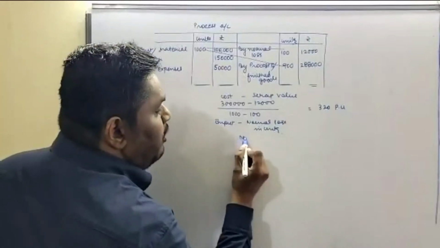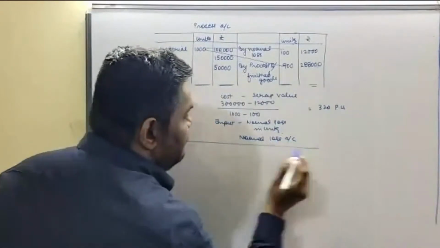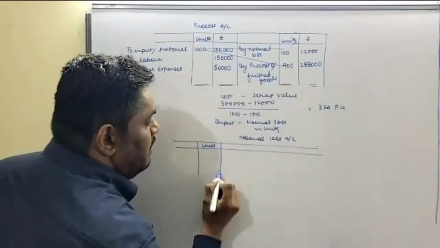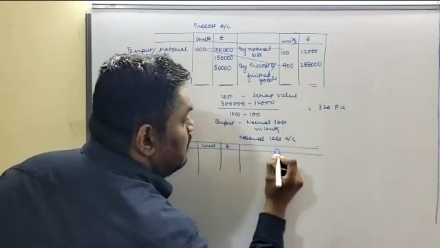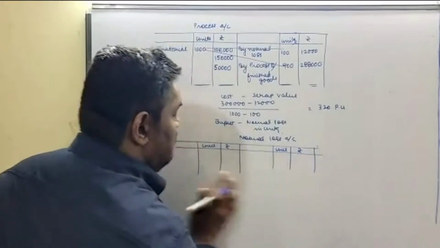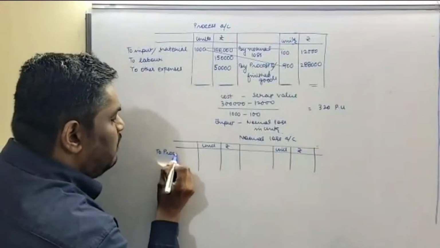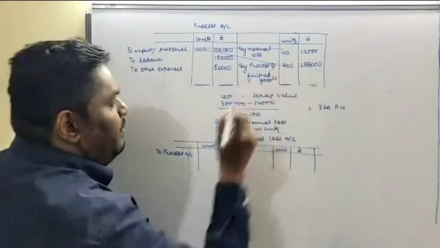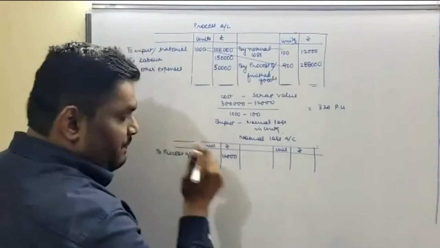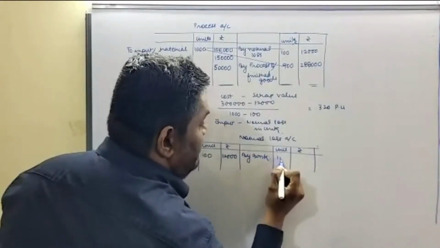When talking about how the normal loss account is prepared, if it is a simple question, units, amount, units, and it is by normal loss. So herein we'll write to process account. How many units? 100 units. Scrap value realized is 12,000. And since the scrap is sold in the market, so by bank, 100 units, 12,000.